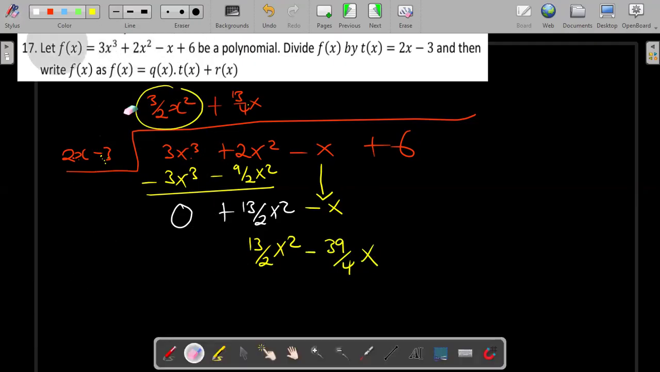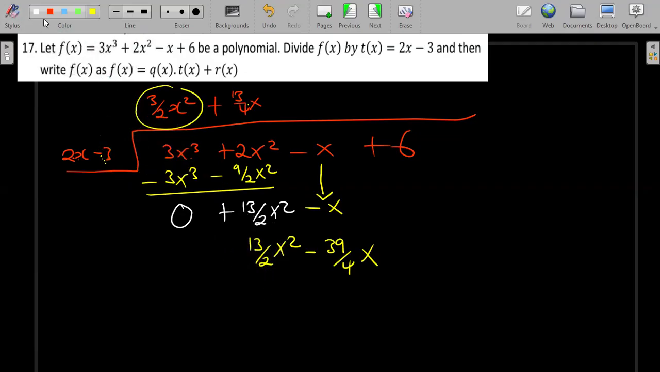Okay, and then from there, of course, since this is long division, we have to subtract. So these are the same, so it gives me 0. So I remain with minus x and minus 39 over 4x. The coefficient of this is just minus 1, minus this one, and then minus this. Since it's a minus, it becomes positive 39 over 4.